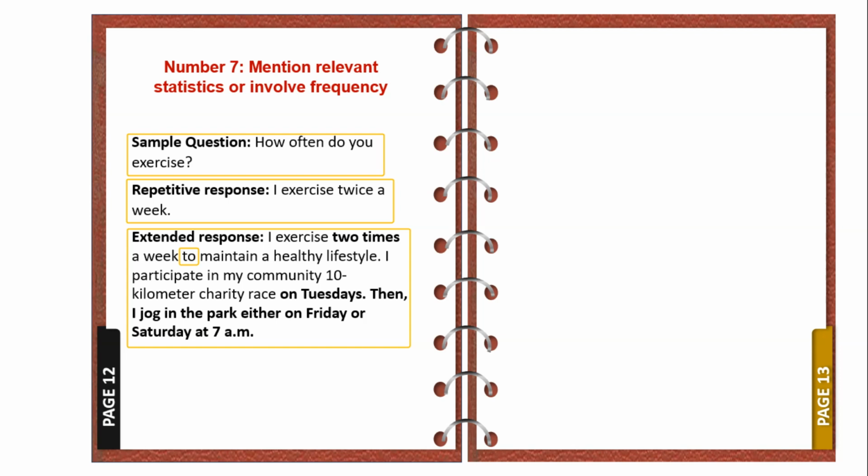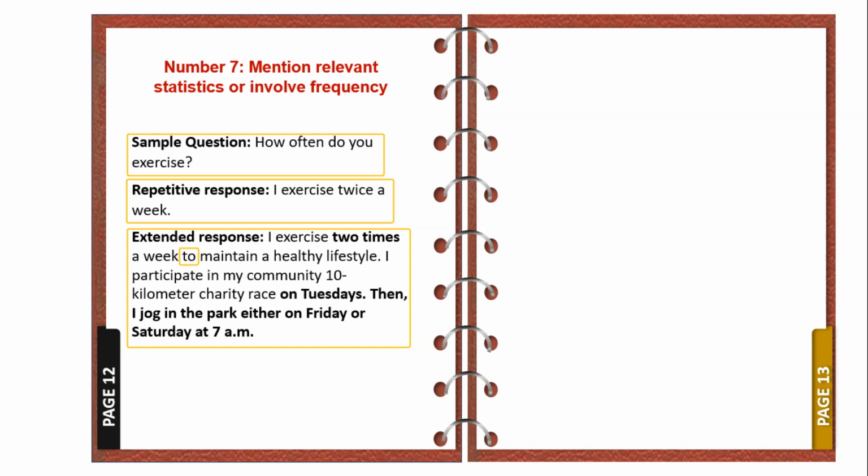I participate in my community 10-kilometer charity race on Tuesdays, right? Then I jog in the park either on Friday or Saturday at 7 a.m. So you can see I'm using numbers and other details, like 2, 10 kilometers, 7 a.m., Fridays and Tuesdays, 2 times a week, right?